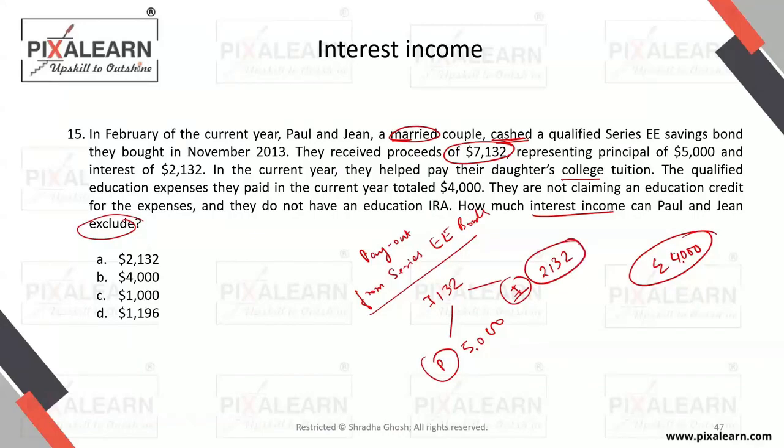So you will not assume this 4,000 comes first from interest and then from principal, or first from principal and then interest. The answer is simple, pro-rate. So out of this 4,000, how much is supposed to come from interest? It is 2,132. That amount of interest is tax-free. The balance is taxable. The call of the question is how much is tax-free? So this amount would be tax-free. The balance would be taxable.